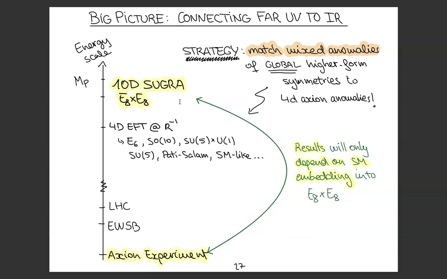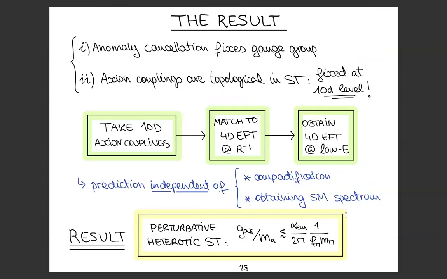And you can show that literally you can match the couplings from 10D to 4D in such a way that the results, the axion couplings, only depend on how you take the standard model gauge group and you embed it into E8 cross E8. So this sounds very vague, but the strategy is going to be the following that I will show you now.